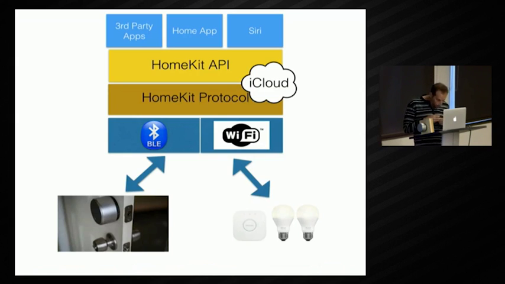This is the Philips lights. So the HomeKit protocol goes to the bridge, and then the bridge uses a different protocol, like Zigbee or some other protocol, to connect to the lights that are nearby.